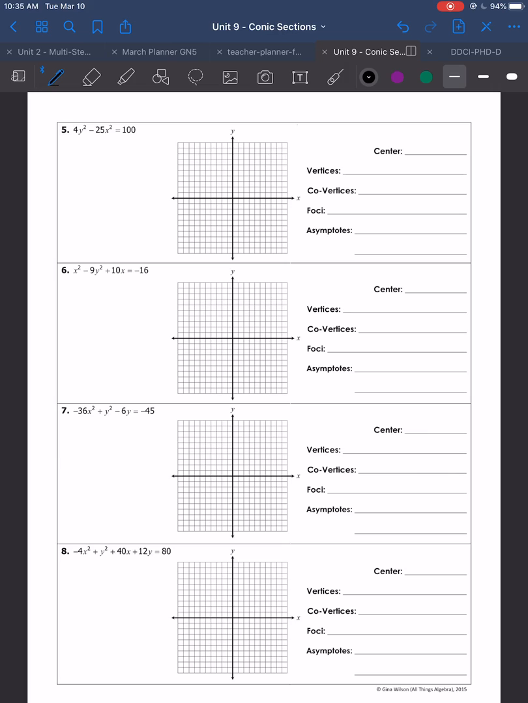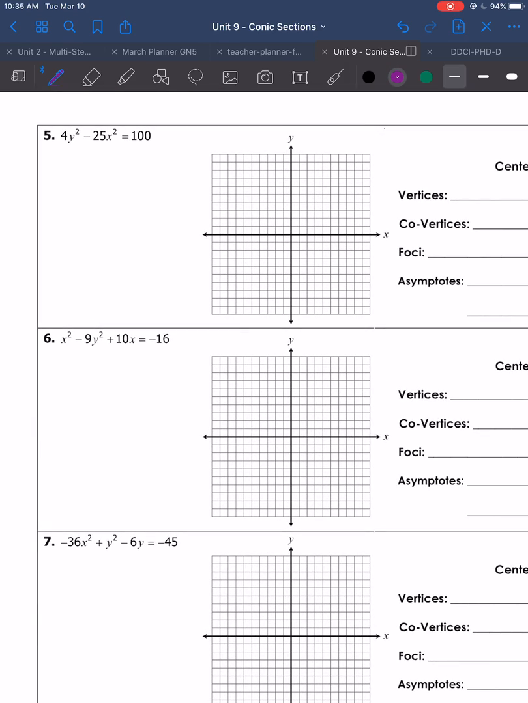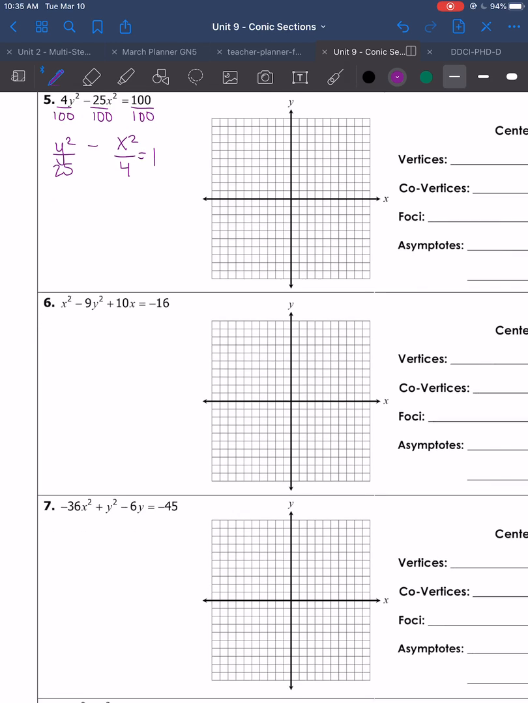For the next few, I'm not going to solve all of the information, but I am going to talk about how to get to that point. So, like ellipses, you need to get them equal to 1. So for this one, I'm just going to divide by 100 and then simplify. So I get y squared over 25 minus x squared over 4 equals 1. So then go from there and solve your center and your vertices and your foci and co-vertices and all that fun stuff and graph it.